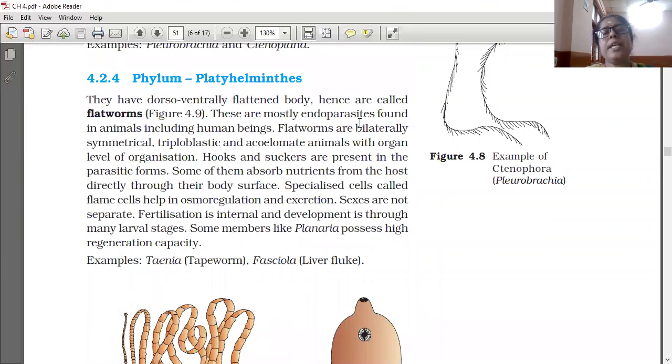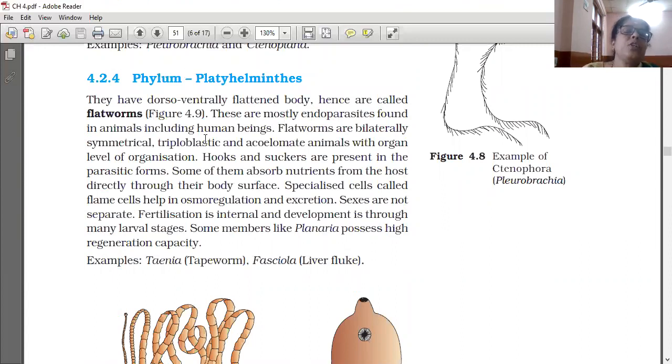So these are mostly endoparasites. What is meant by endoparasite? Endoparasites are organisms living inside the body of another organism. If it is living externally, like a mosquito or lice, then what is it? Ectoparasite only, living outside the body. If it is living inside the body, then it is an endoparasite.